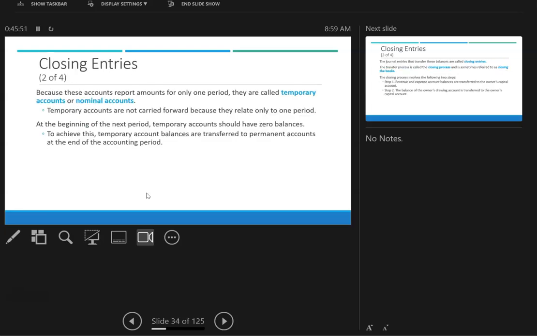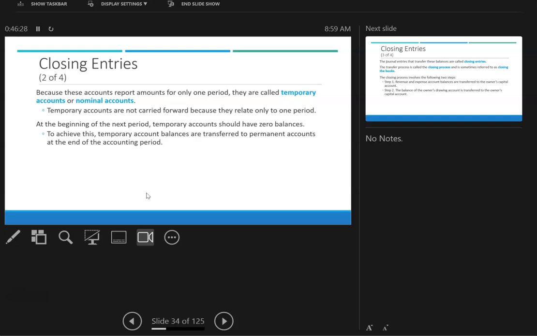But what we are going to look at are these temporary accounts that we need to zero out to start the next year fresh. Temporary accounts do not get carried forward into the new period. They get wiped out so we can start fresh. At the beginning of the next period, temporary accounts should all have zero balances. So in order to do this, the temporary account balances get transferred to permanent accounts at the end of the accounting period.